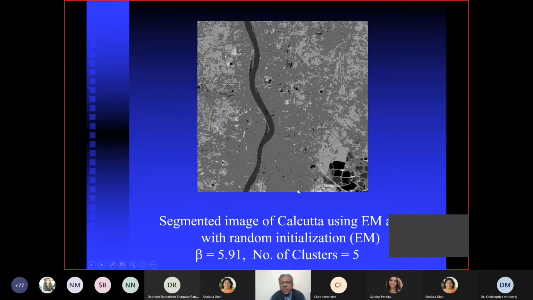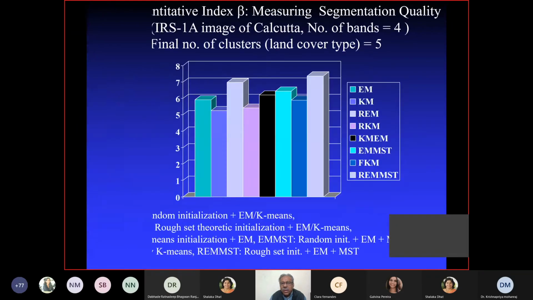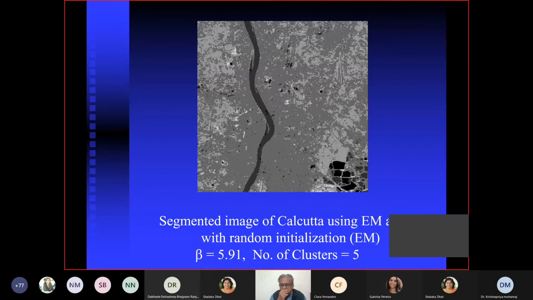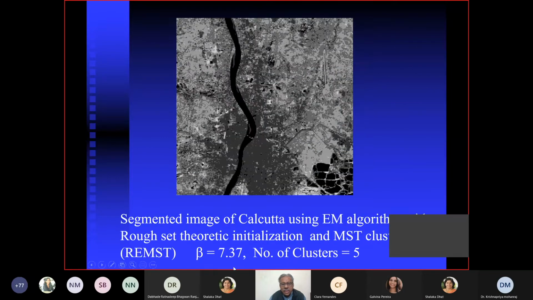Similarly, look at some resulting images. This is for beta equal to 5.91, with C equal to 5. The segmented image is using the EM algorithm with random initialization, and with respect to this we compare the EM algorithm with rough initialization. Here it shows 5.91. Here it has increased to 7.37.